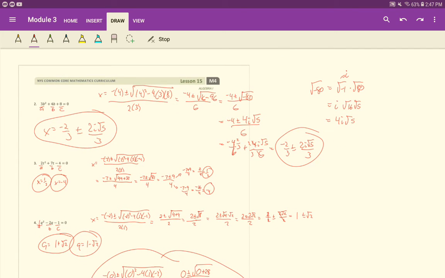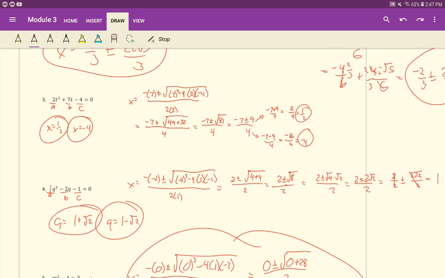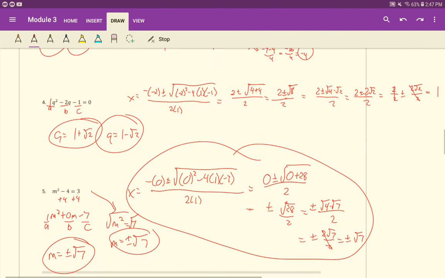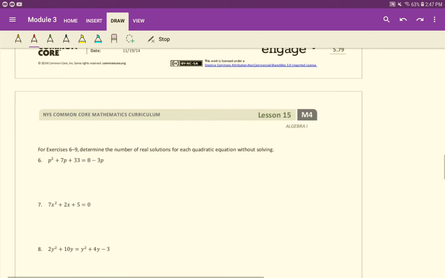In other situations where we ended up with a negative number underneath the square root, we ended up with imaginary solutions, these i answers. And then finally, when we had a positive number underneath the square root, like 81, we got two distinct solutions, two different solutions. Same thing here with the q's, where we ended up with a positive 8 underneath the square root. We ended up with two real solutions with square roots inside of them.